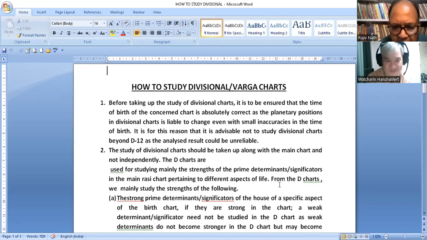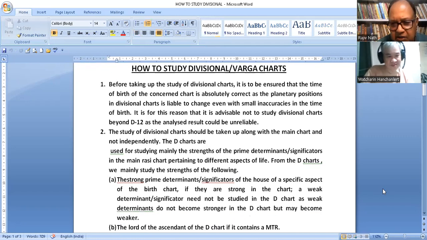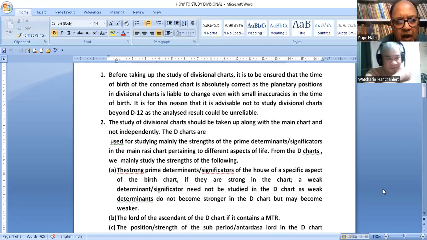From D charts, we mainly study the strengths of the following. Now, what is meant here is, this is D charts as supporting charts. Now, try and understand it this way.